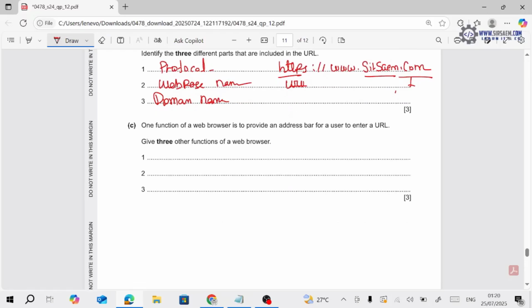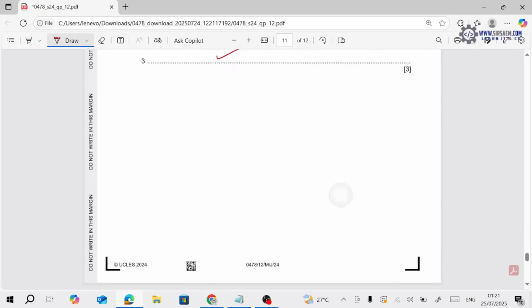One function of a web browser is to provide an address bar for the user to enter a URL. Give three other functions of a web browser. Okay, to store the history, to have a bookmark, to store cookies, to go back and forth onto the home page. So all of these things you have, favorites and all that. This is what you have.